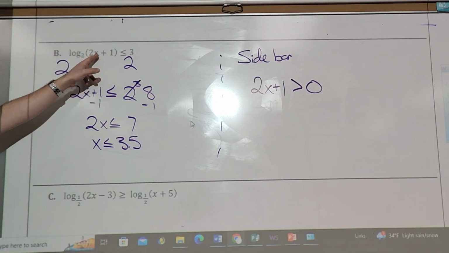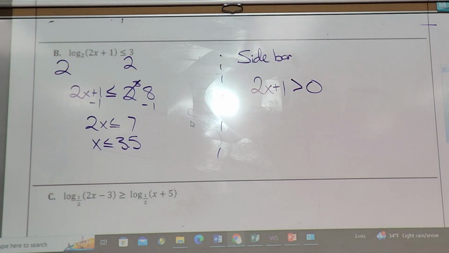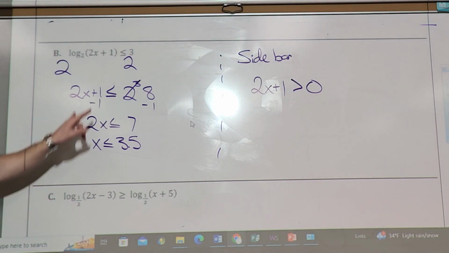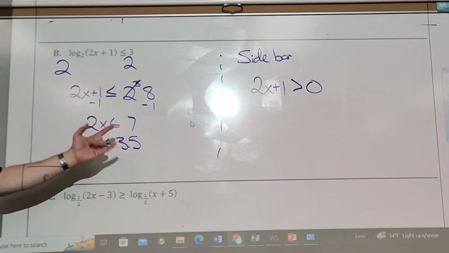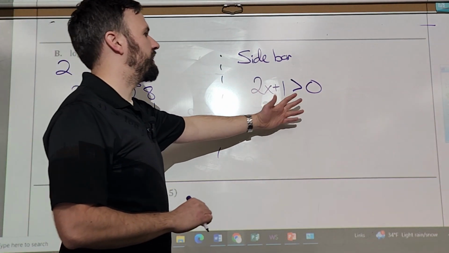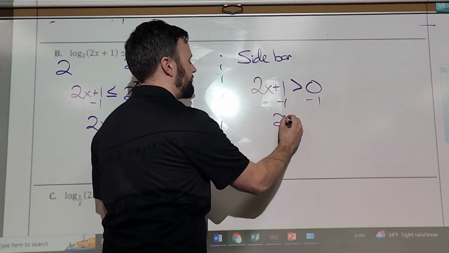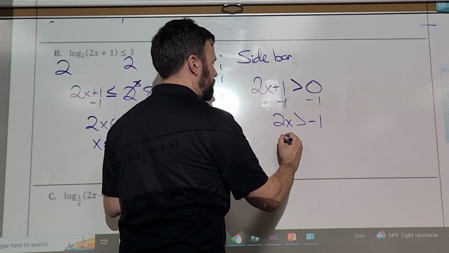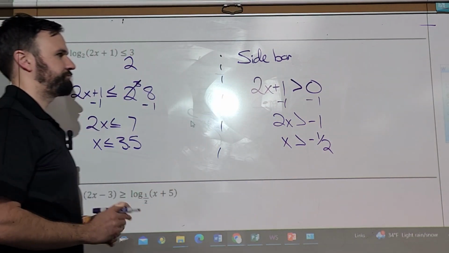I keep it the same. It's on the left side. Yep, I keep them. I'm solving it just like an equation. I'm not flipping them. This one, though, I could have written either way because it doesn't matter. I'm going to solve it good old-fashioned mathematical style. x is greater than negative 1/2.